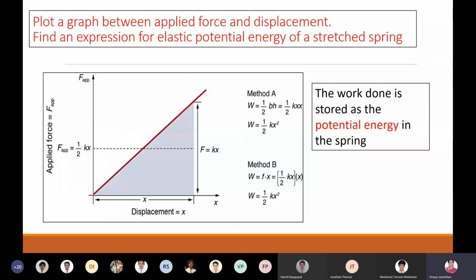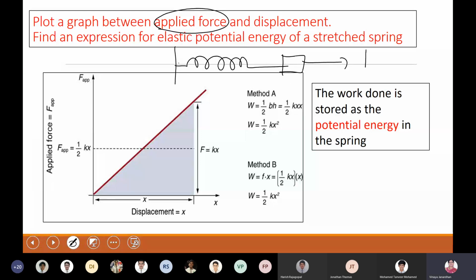Right, boys. Plot a graph between applied force and displacement. This is the applied force. You have a spring. You are applying a force, so this will be the direction of your applied force. What will be the direction of the displacement? Same direction. Right?